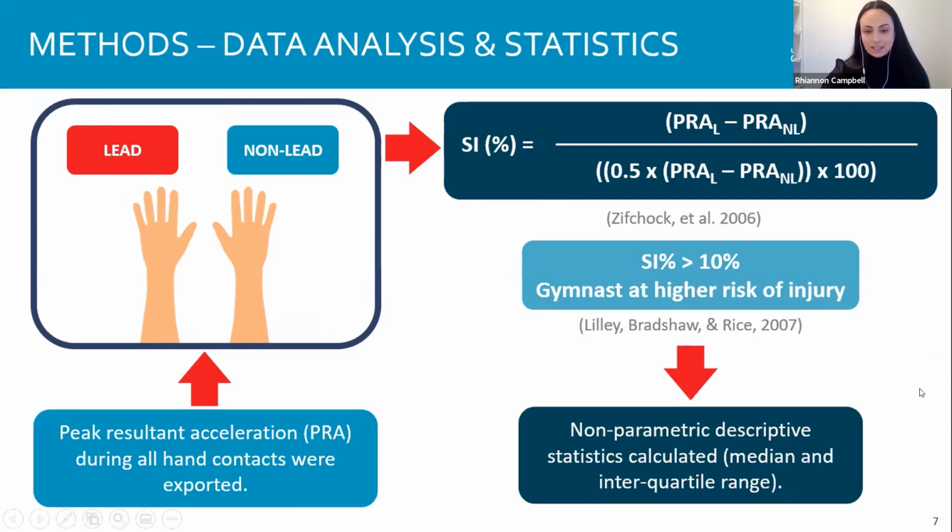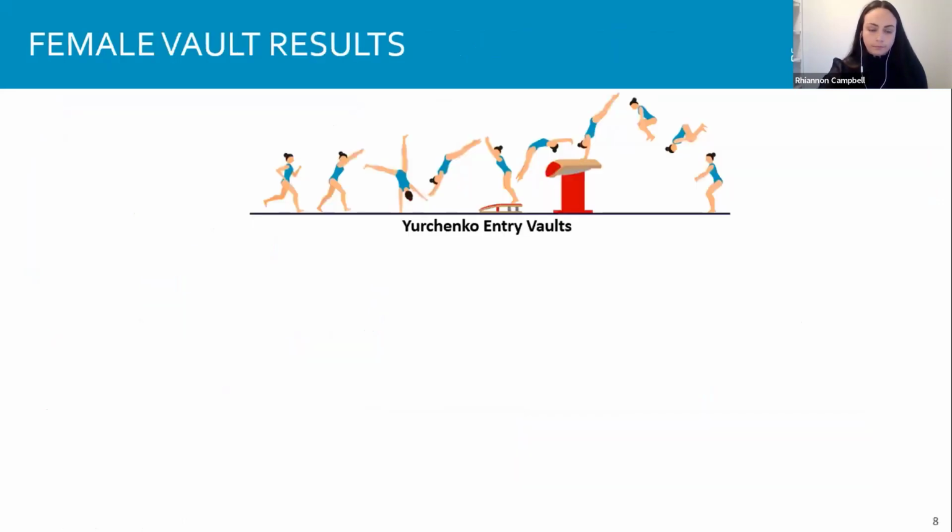For our statistics, we decided to use non-parametric descriptive statistics because we didn't want to collapse all the data into a single mean for each gymnast or vault in order to maintain that individual variability between performance. So that's why we went with non-parametric descriptive statistics.